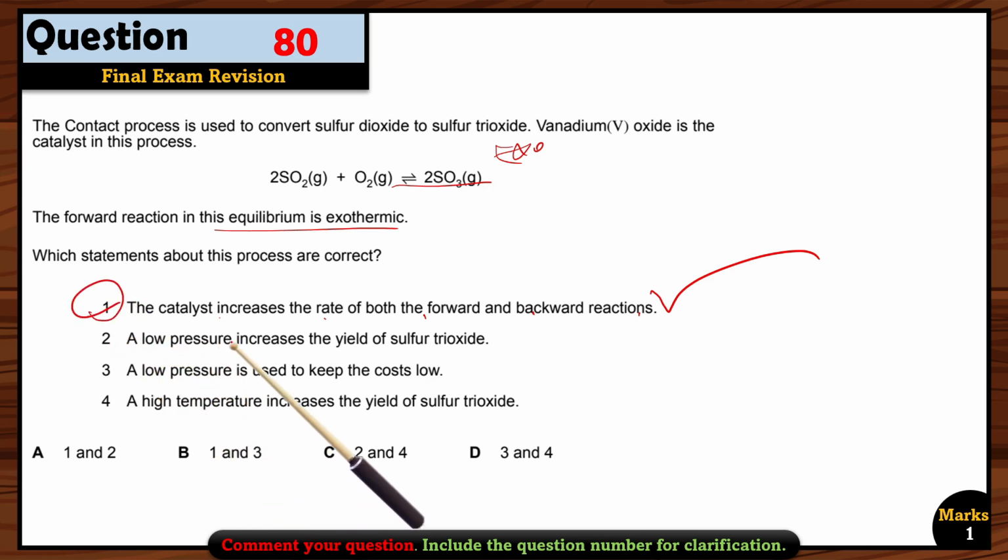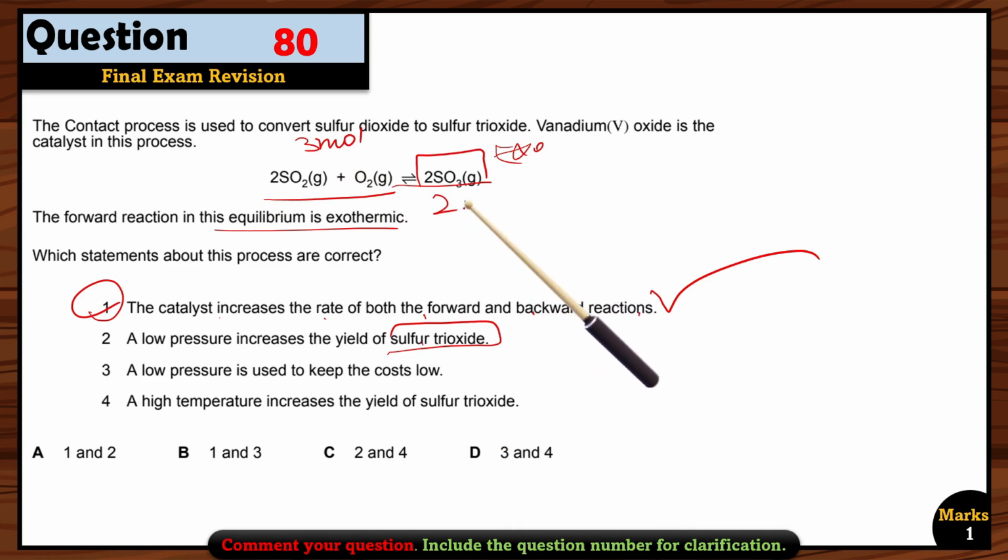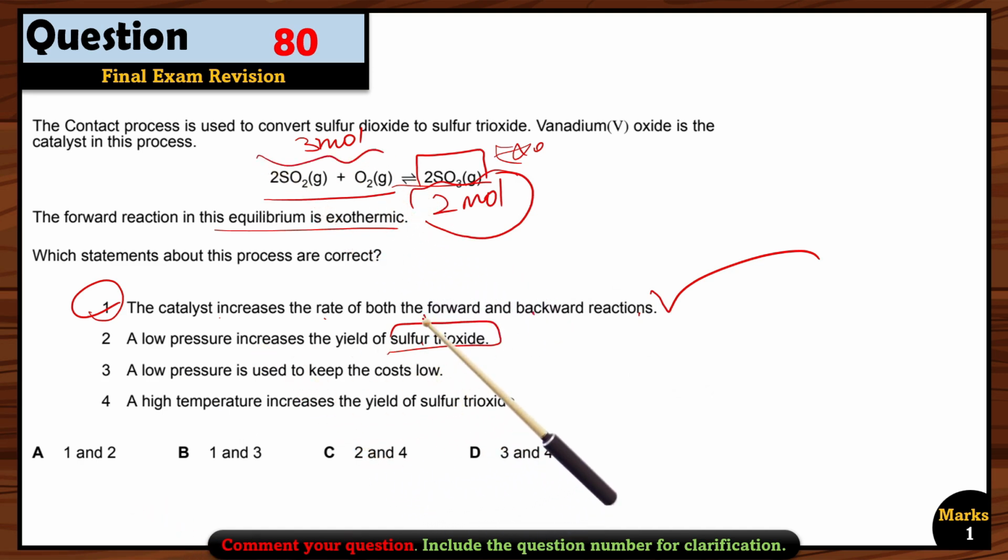Option 2, a low pressure increases the yield of sulfur trioxide. Let's see the number of moles. How many moles we have here? 3 moles of the reactants. How many moles of the product we have? Only 2 moles. So lower pressure will always help the one that is more. So it will give you more yield of sulfur dioxide, not sulfur trioxide, because if you have high pressure, then the sulfur trioxide yield will increase, because high pressure always helps the one that is less in number.